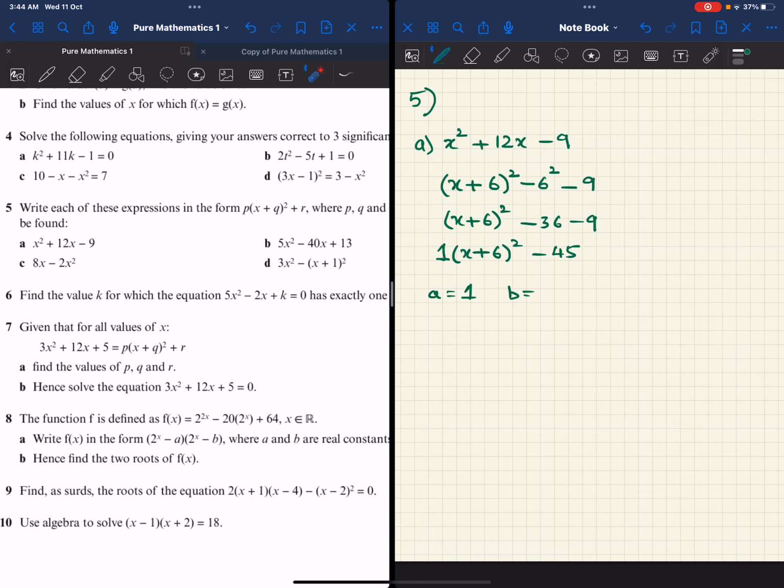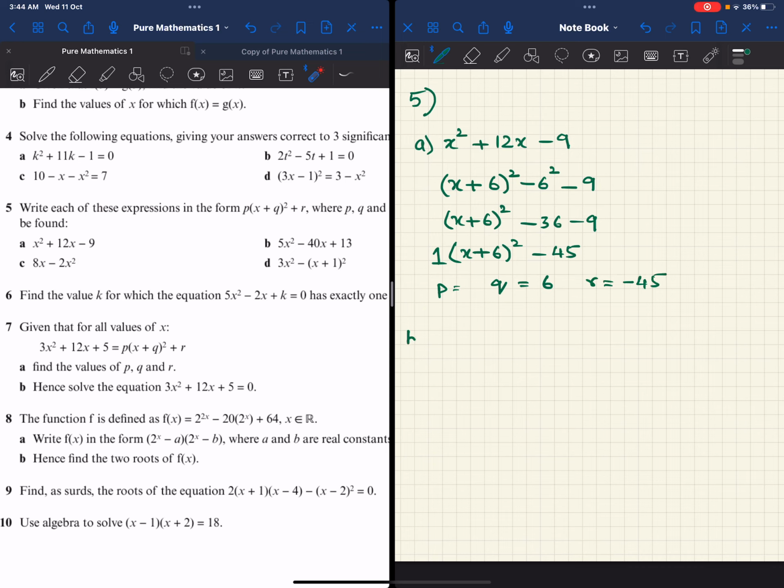So we have the form p, q, and r. Here p is 1, q is equal to 6, and r is equal to negative 45.